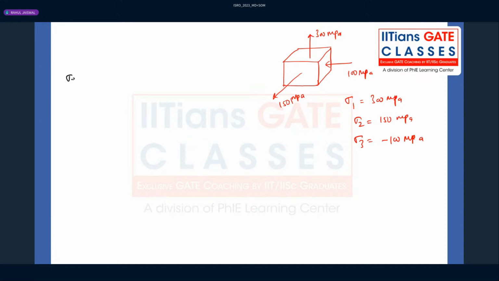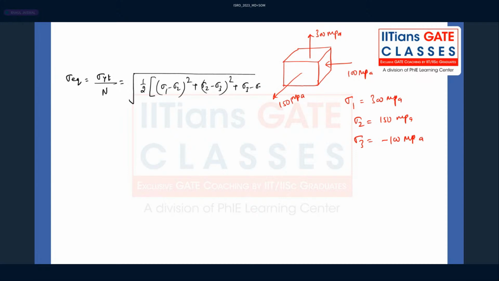So here sigma equivalent, that we used to write as sigma yt divided by n, is what? Factor of safety. We have the formula, note down: half of sigma 1 minus sigma 2 whole square, sigma 2 minus sigma 3 whole square, sigma 3 minus sigma 1 whole square, whole bracket, whole square root. Then what is the sigma equivalent, my friend?